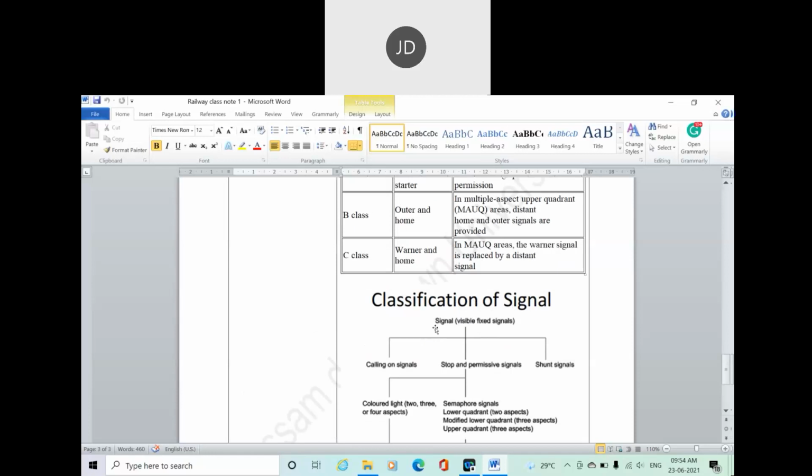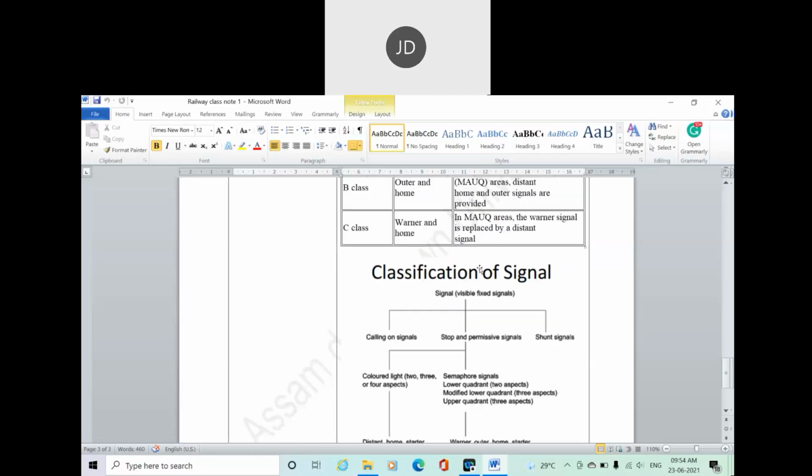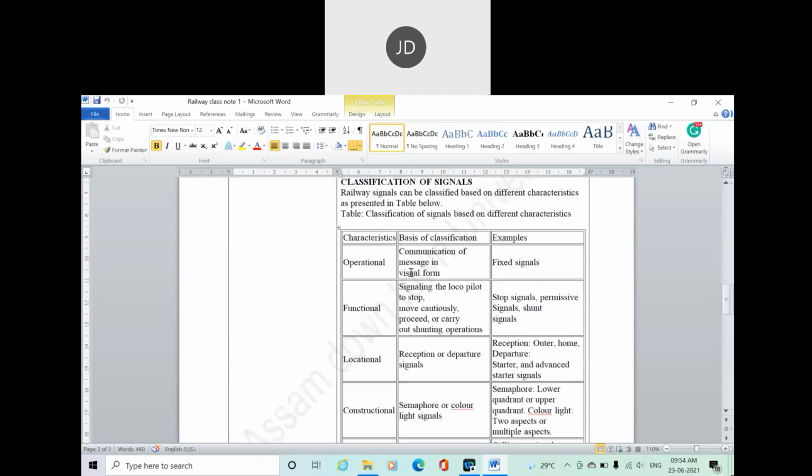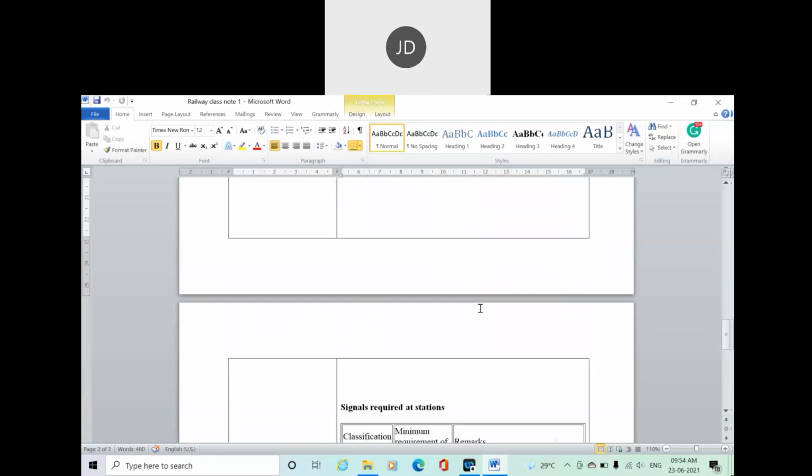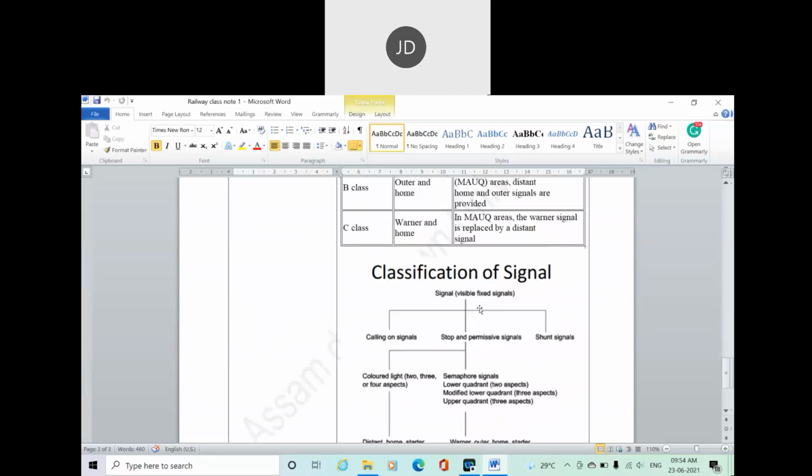Next, number two objective: to maintain a safe distance between trains that are running on the same line in the same direction. Of course, it is also understandable that with the signaling arrangement, we can maintain a sufficient time interval or distance between two trains or a number of trains moving along the same track, even at the same time.